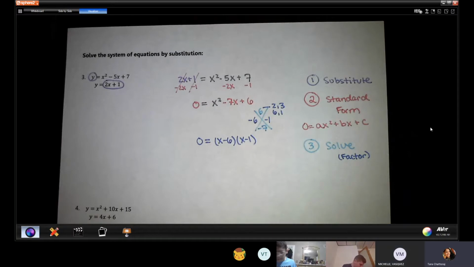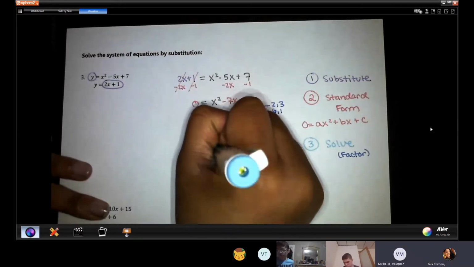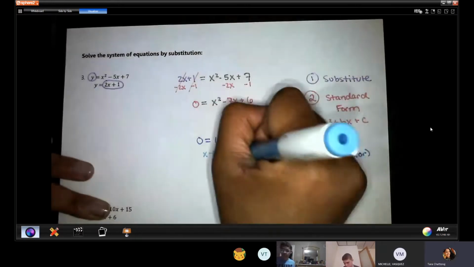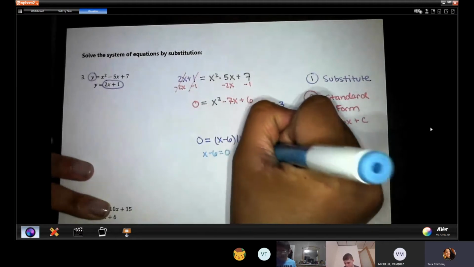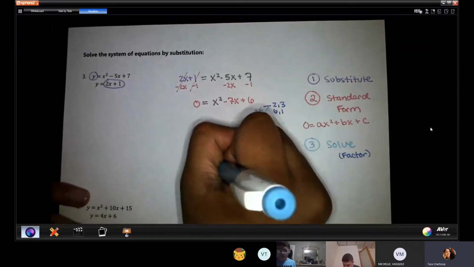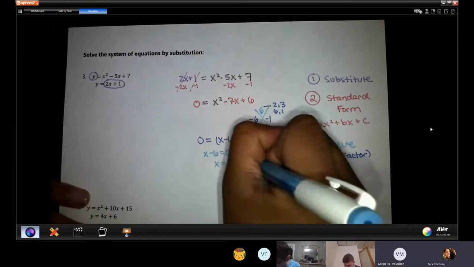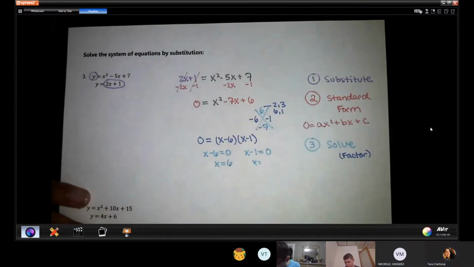Yeah. Good. And what do we do from here? Just like we did before? Set each one of these equal to 0, right? Because again, whenever you multiply, those are going to have to equal 0, right? So when we're here, what would we get for this side? X equals positive 6. Good. And this side? X equals positive 1.